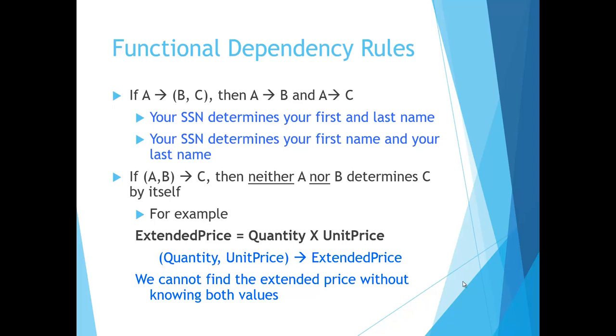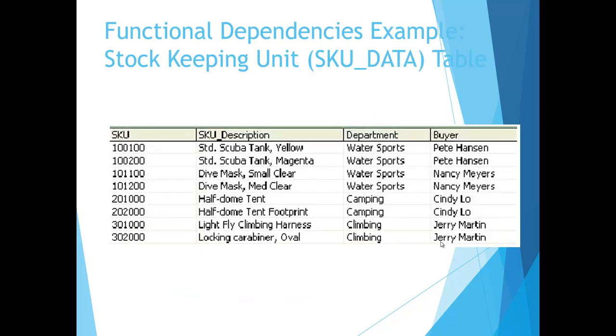Another rule, if A and B are needed to determine C, then neither A by itself nor B by itself can determine C. For example, the quantity by itself cannot determine the extended price, and the unit price by itself cannot determine the extended price. I need both quantity and unit price to determine the extended price for the number of units or the invoice or the order that we have in hand.